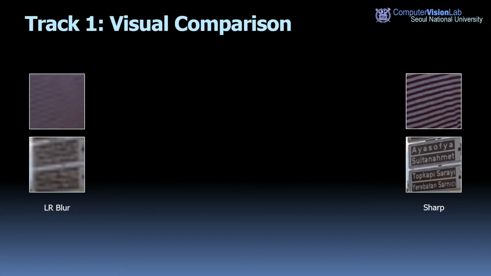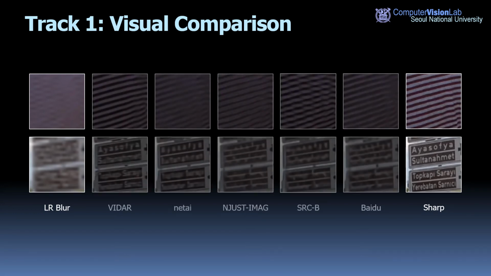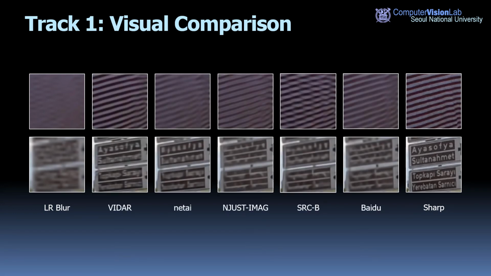Here are the visual comparisons of the different solutions. From the low-resolution input blurry image, top-ranked solutions achieved good results. In the second row, the text can be better recognized on the best result by VIDAR.